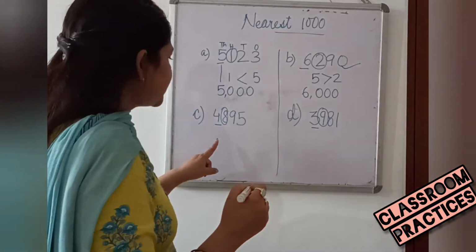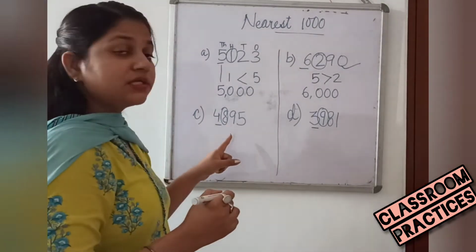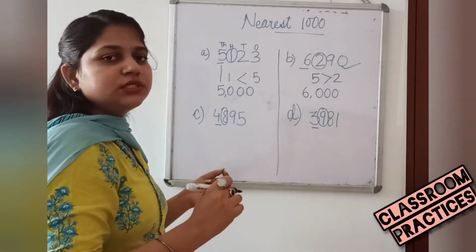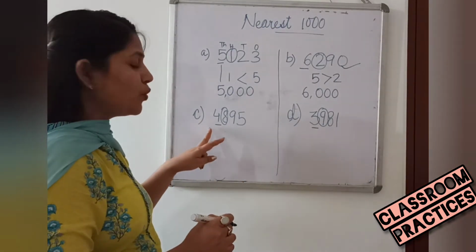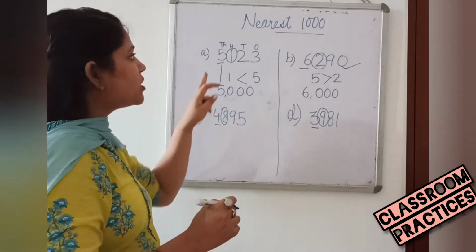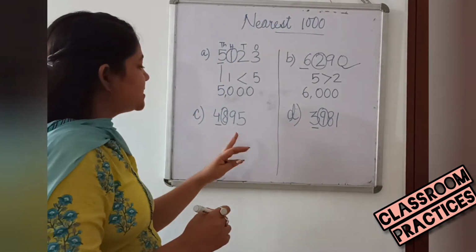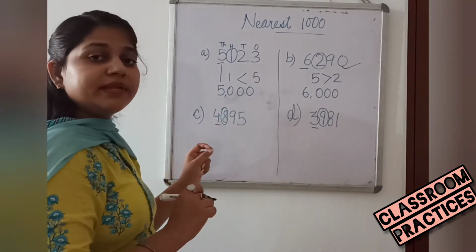Okay, the same way you can see question number C. 4895. Now how to round off this number? According to the steps, find the place, which is the thousands place. Why? Because we have to round off to the nearest thousand. So let's see, ones, tens, hundreds, thousands. So we have underlined the thousands place.